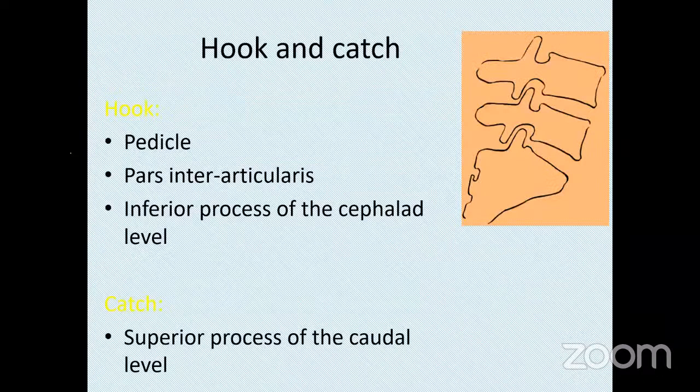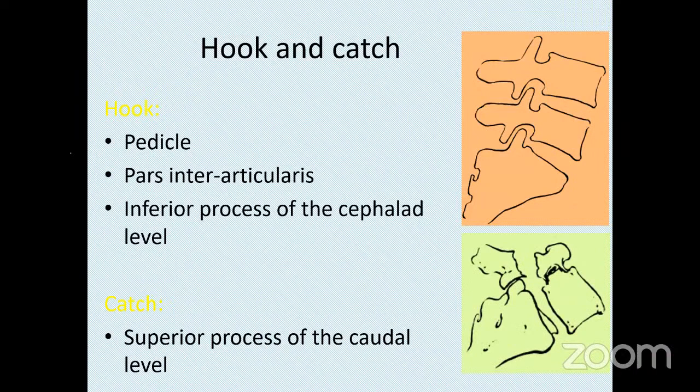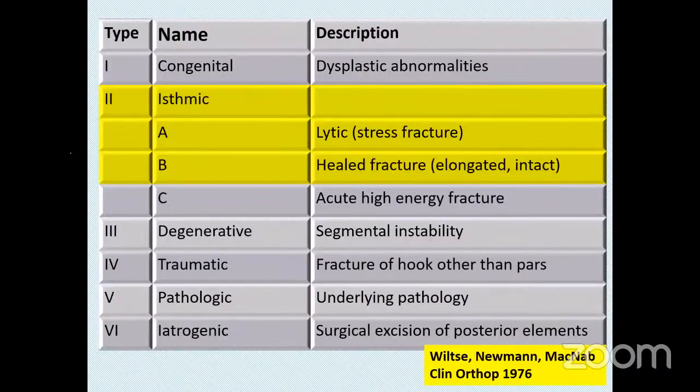Now, this is the normal mechanism of any spinal segment, in which the superior articular process of the lower vertebra holds together the upper vertebra's inferior facets. And that's how they lock into each other. So this is actually the hook and catch mechanism. And if there is a break in this, then that's the time that the upper vertebra slides over the lower vertebra, and we call it a spondylolisthesis.